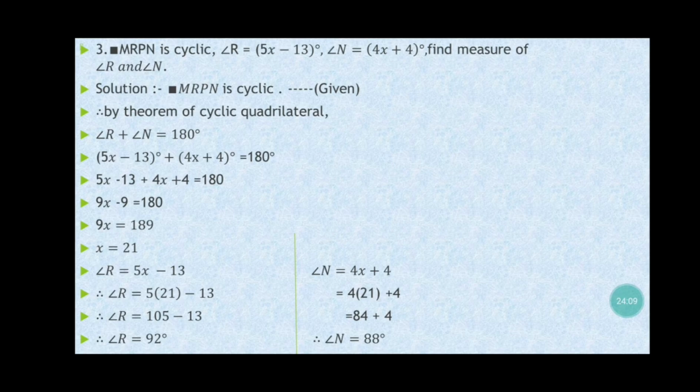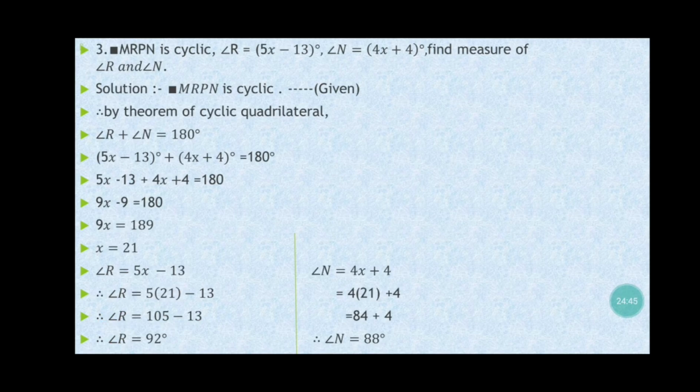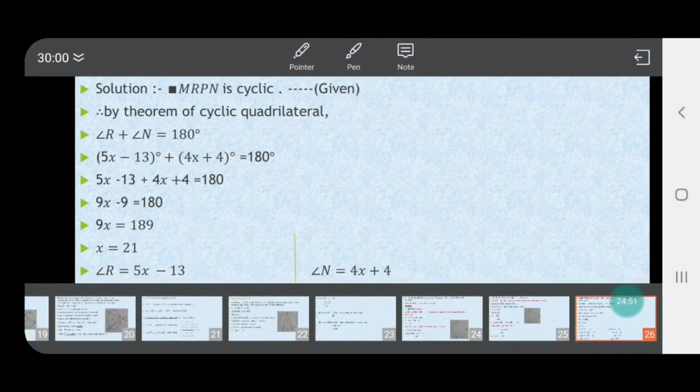Okay. Now first we have to find out whether these R and N are opposite angles. So from this MRPN, R and N are opposite angles of a cyclic quadrilateral. So by the cyclic quadrilateral theorem, angle R plus angle N is equal to 180 degrees. Then we'll write their respective measures. So the respective measures are 5x minus 13 plus 4x plus 4 equal to 180 degrees.